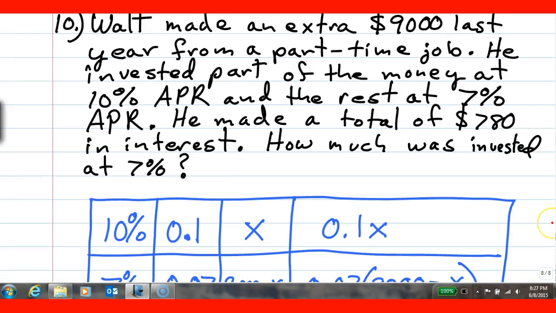Moving on to question number 10, it says Walt made an extra $9,000 last year from a part-time job. He invested part of the money at 10% APR and the rest at 7% APR. He made a total of $780 in interest. How much was invested at the 7%?